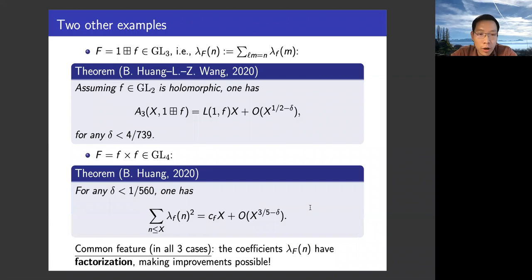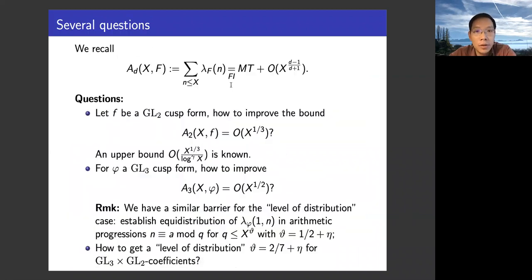So what is common in all these three examples is that the coefficient lambda f(n) all have factorization. This is really why we can make the improvement. A natural question arises: what about generic cusp forms? So let us recall this summation. Lambda f(n) is a coefficient of a degree d L-function. We sometimes have a magnitude, and then the error term is of this form. So if we specialize to GL2 cusp forms, how to improve this exponent?